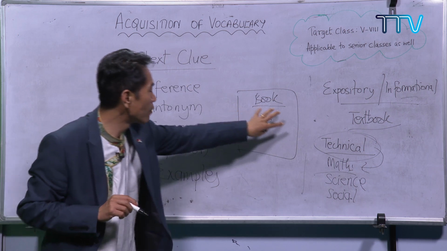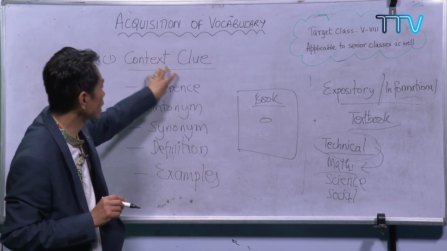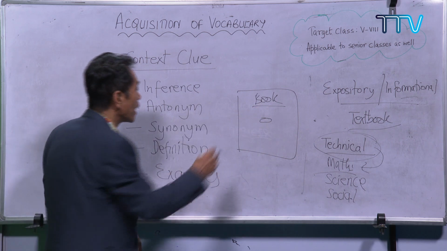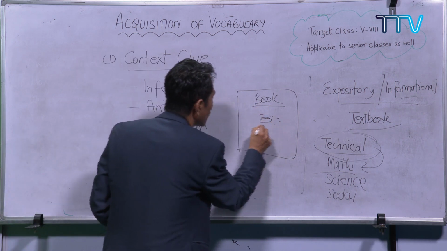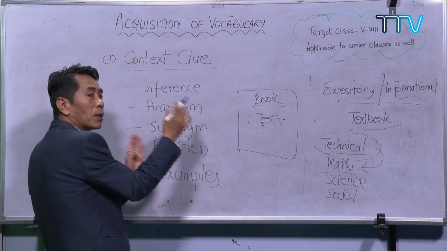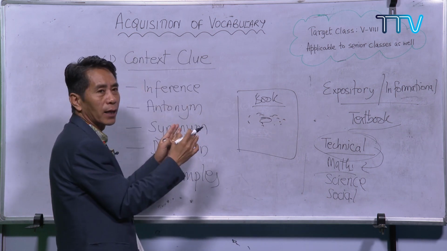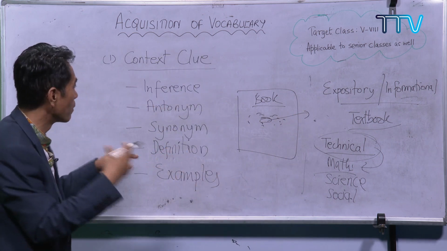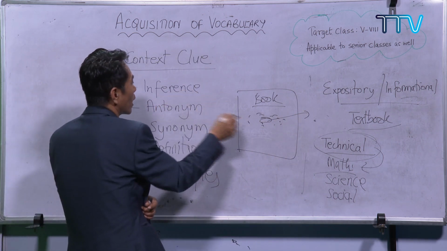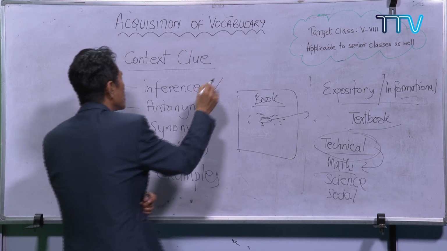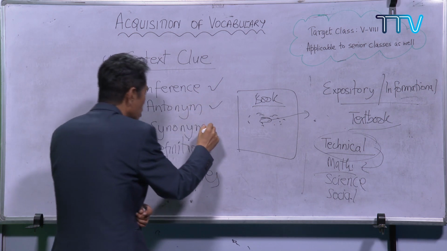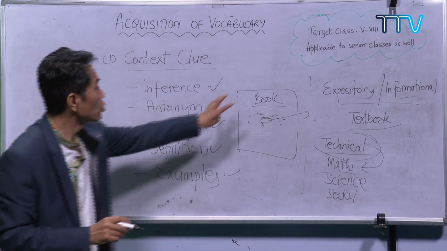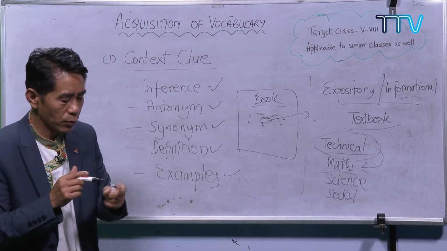Let us see whether the writer has given any context clue or not. When you are looking through all these words and you get some idea about the meaning, if not the exact one, an approximate meaning, then try to see what the writer used. Did he use inference? Did he use antonym? Did he use synonym? Did he use definition? Did he use example? So that is very important. That is the thing that you have to do.